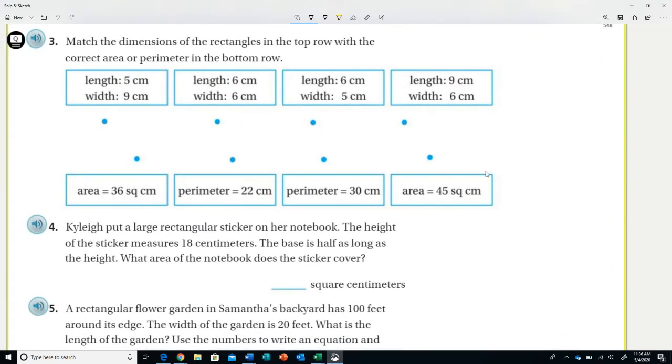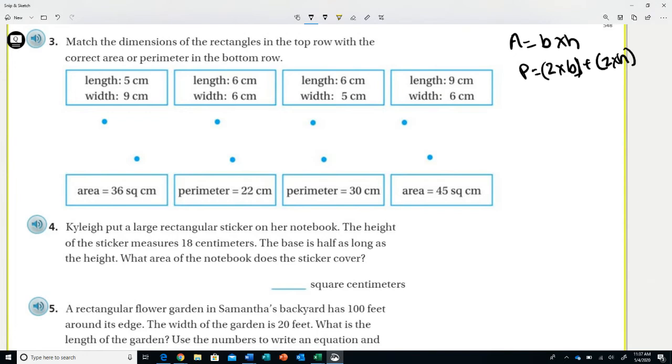So big things to remember. Area is base times height. Perimeter is 2 times the base number plus 2 times the height number. Sometimes they use length and width. It doesn't matter as long as you keep your numbers straight.